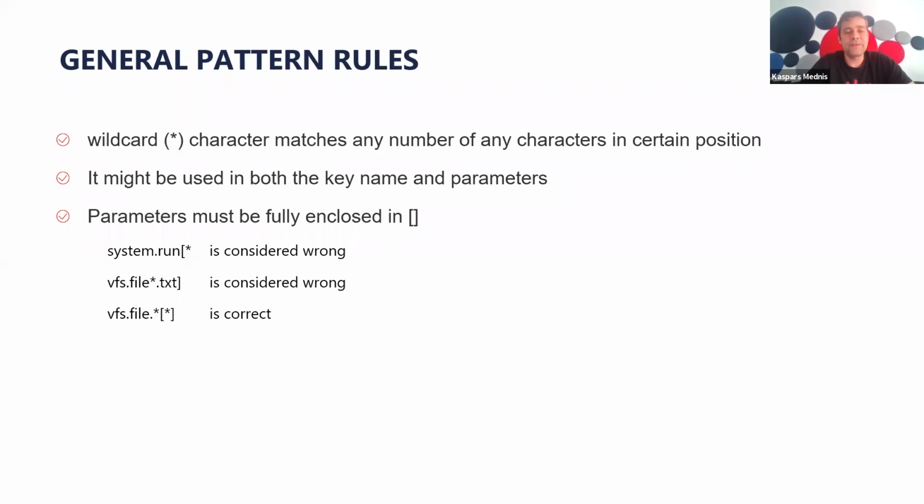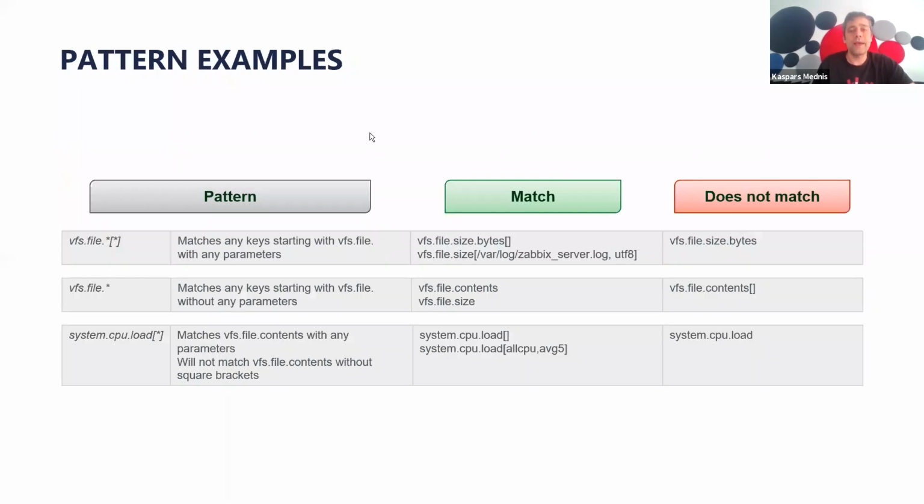And parameters, if they are specified, must be fully enclosed in square brackets. So system run with just an opening bracket and wildcard is wrong syntax. Also, not specifying the opening bracket is wrong syntax. And vfs.file with a wildcard for any operation and a wildcard for any parameter is the correct syntax, which will be accepted by Zabbix agent.